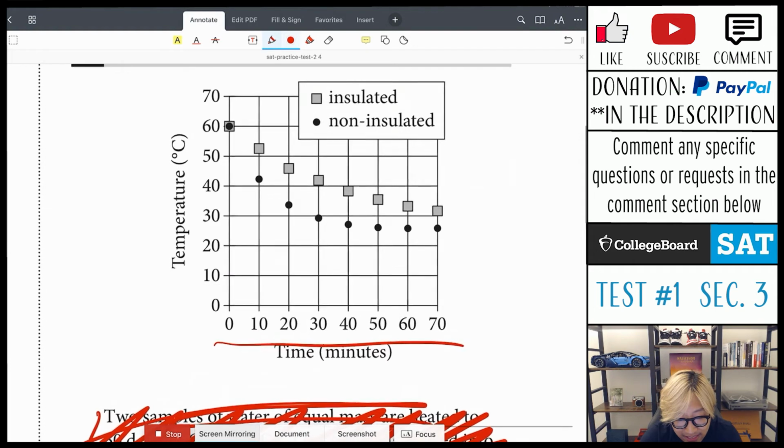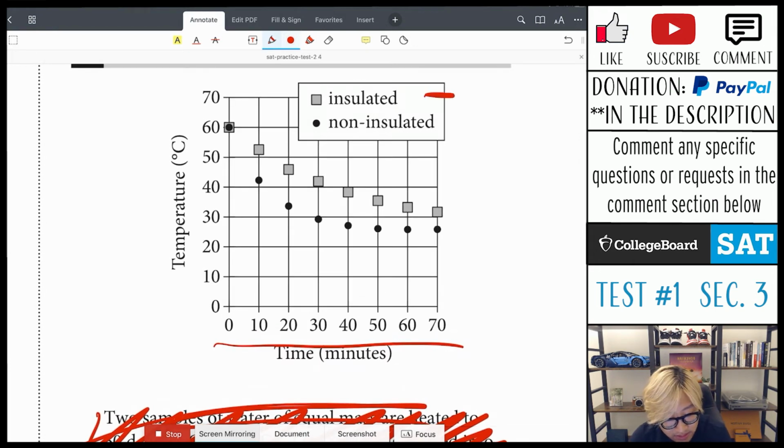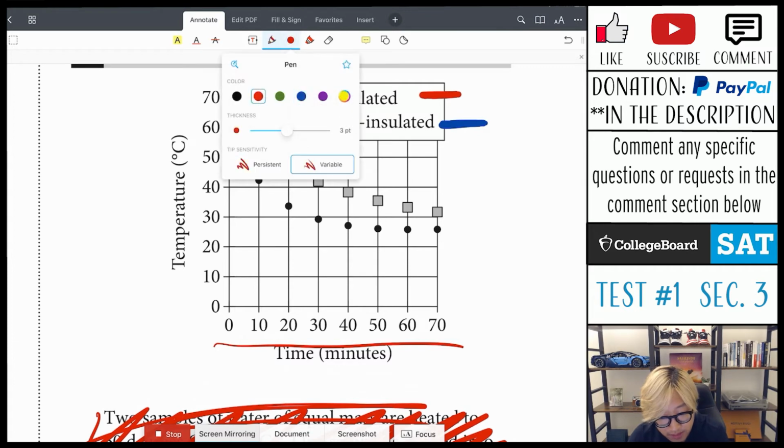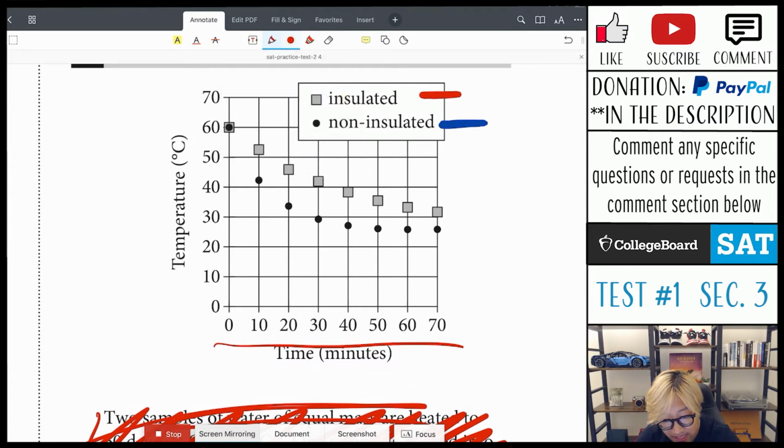If you look at the insulated, let me do the insulated with red and the non-insulated with blue. If I connect all the dots, the insulated looks something like this, right? Kind of linear, but it really isn't linear, but whatever. And then the non-insulated looks something like this. If I just connect all the dots, it looks something like that.